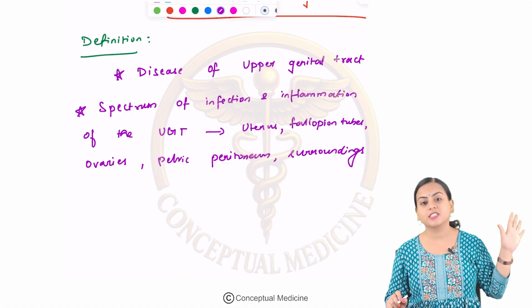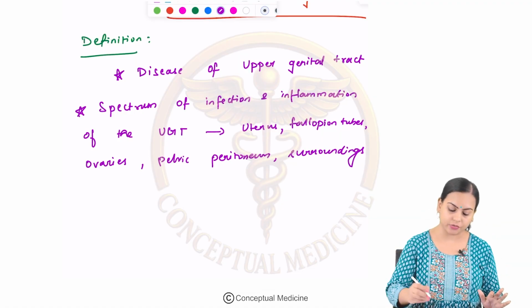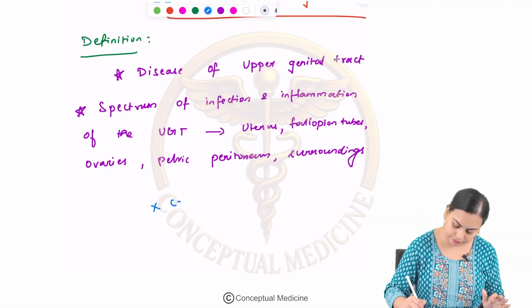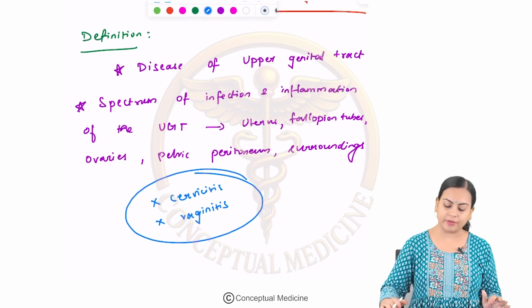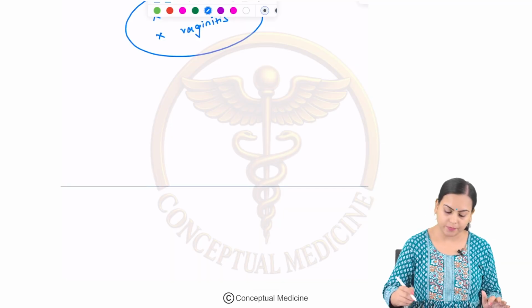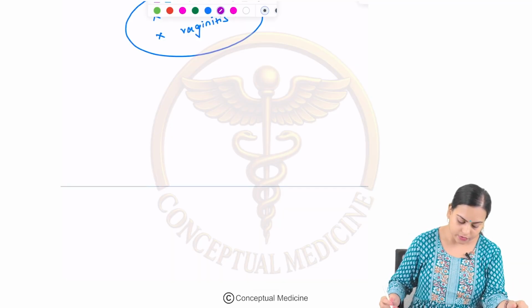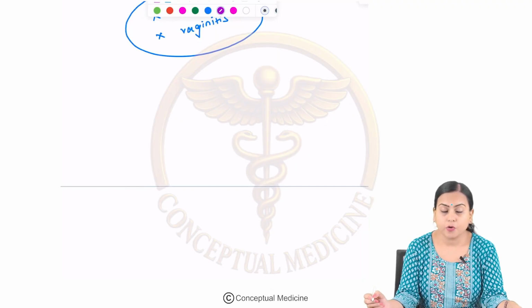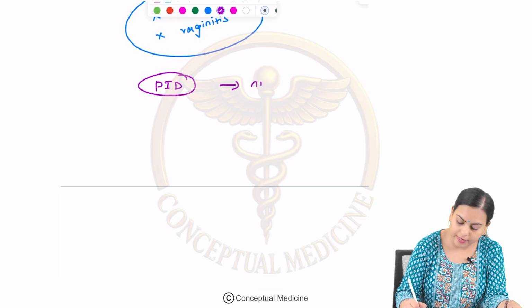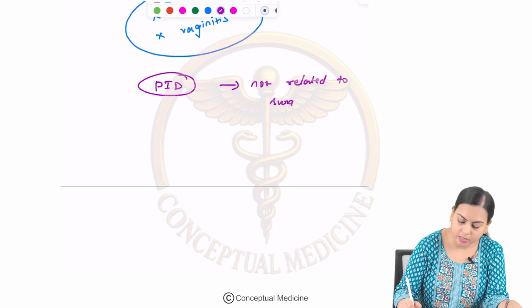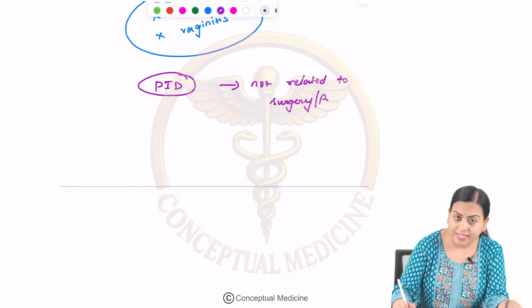Remember, I am not mentioning the cervix and vagina. So cervicitis or vaginitis is not included in the terminology of pelvic inflammatory disease. Clear? Another important point you have to know is that pelvic inflammatory disease is also not related to surgery or pregnancy.